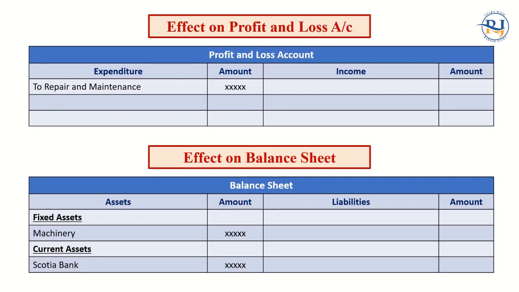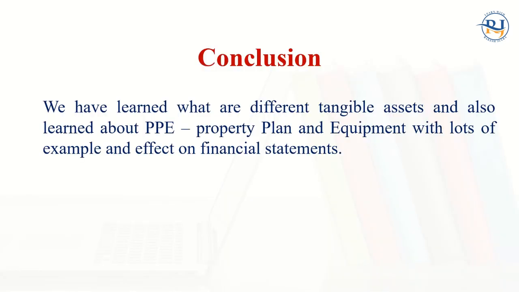What will be the effect on the profit and loss account? On the profit and loss account debit side, we write repair and maintenance, and machinery will be written on the asset side of the balance sheet under fixed assets, and Scotiabank we will write under the current assets in the balance sheet. Now what is the conclusion? We have learned today what different tangible assets are and also learned about property, plant and equipment with lots of examples and the effect on the financial statements.